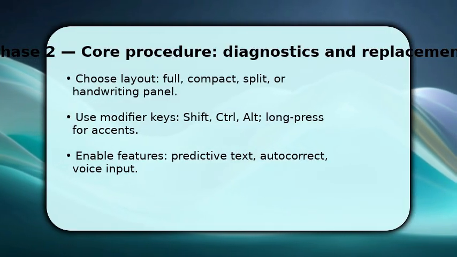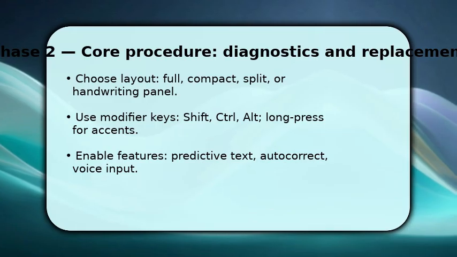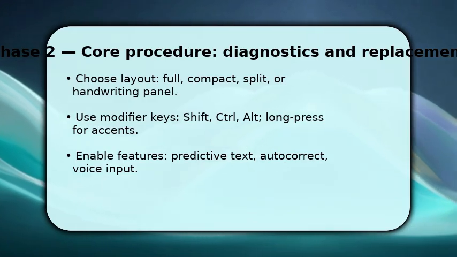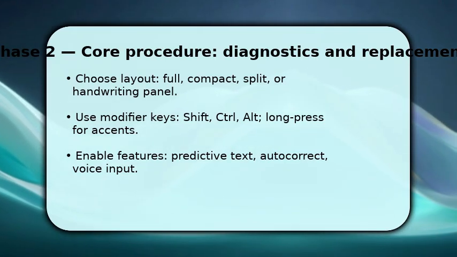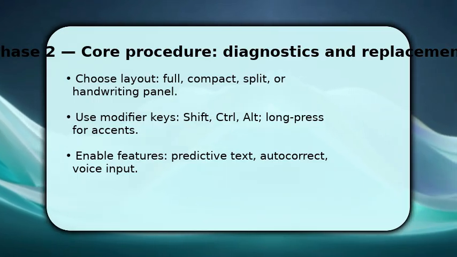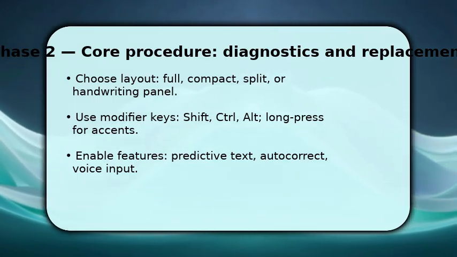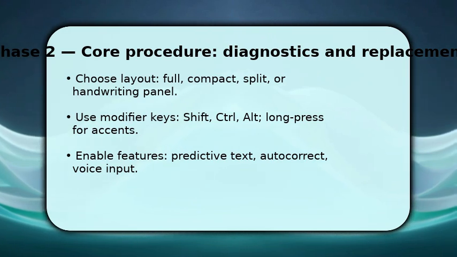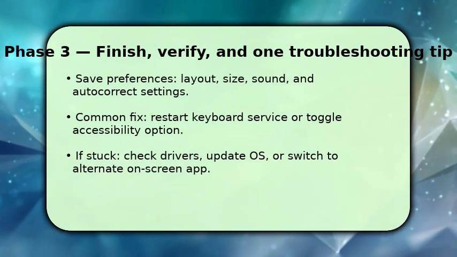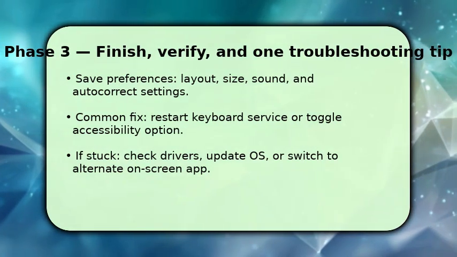Enable predictive text and autocorrect to reduce taps, and consider voice input for long passages. It's faster for many tasks. Make sure to tweak key size and transparency, so the keyboard is both visible and not obstructive. You finish by saving your preferences so the keyboard reappears with the same layout and behavior.